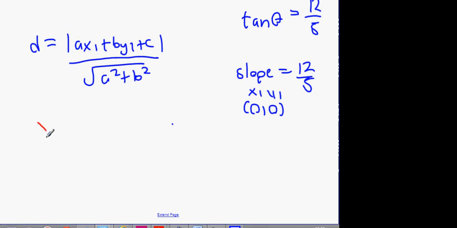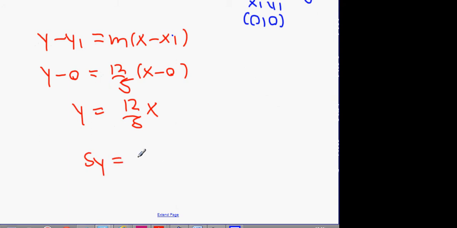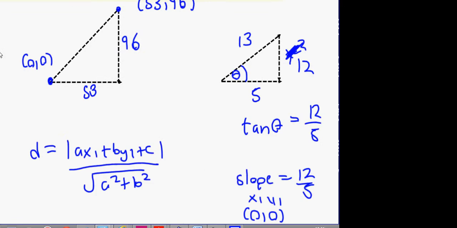So what we do here is y minus y1 equals m into x minus x1. y minus 0 equals 12 over 5 into x minus 0. Then we can say that y equals 12 over 5 x. That is the same thing as 5y equals 12x. Bring the 5y over to the other side and we get 12x minus 5y equals 0. Let's turn this into a, b and c. What's the a value? The b value? The c value? 0.